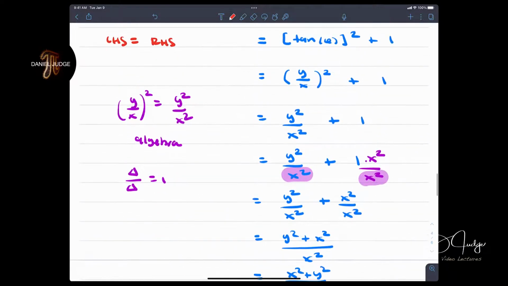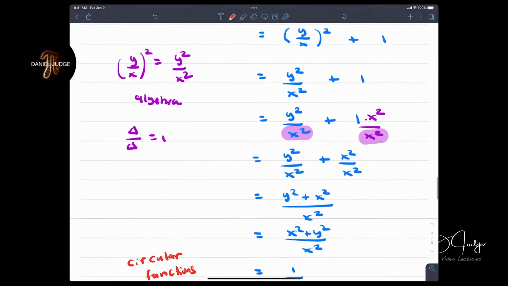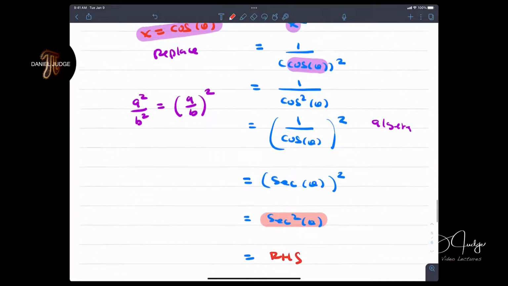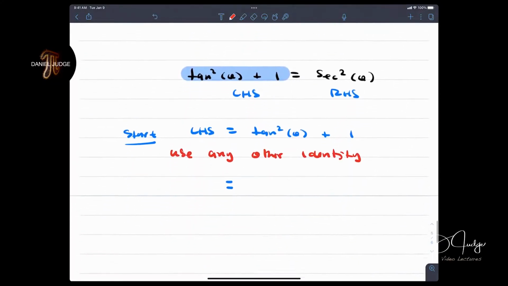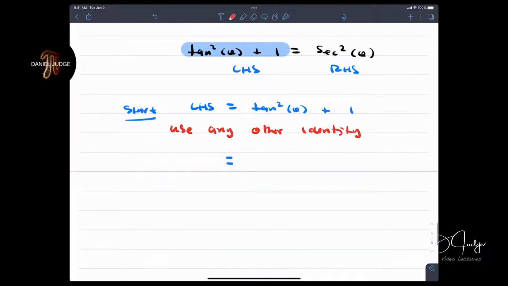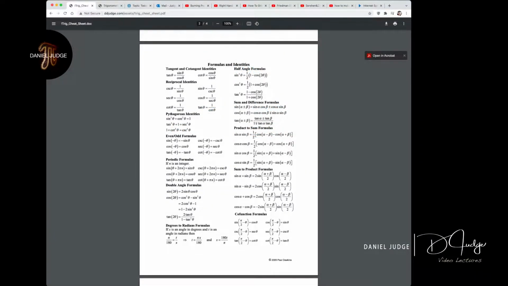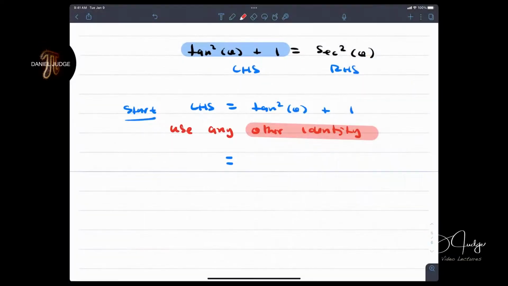I mean, everything we did here on the right side is algebra, and it's good algebra. We see this algebra all the time. But this is what I mean by using other identities. And you say, what other identities? The identities that are on this sheet. The identities that I just gave you guys. We can use those identities too. And I suggest you do that.